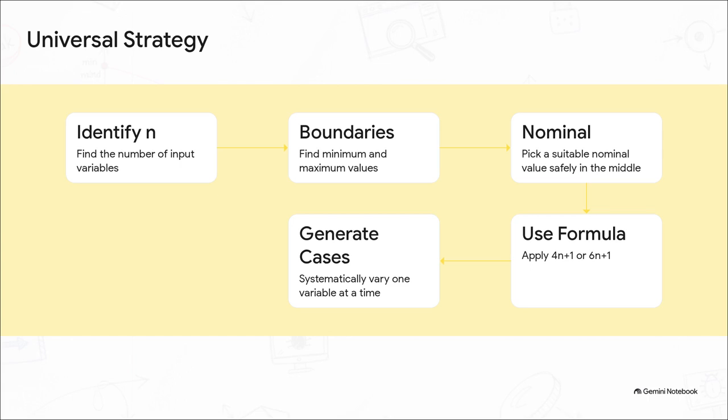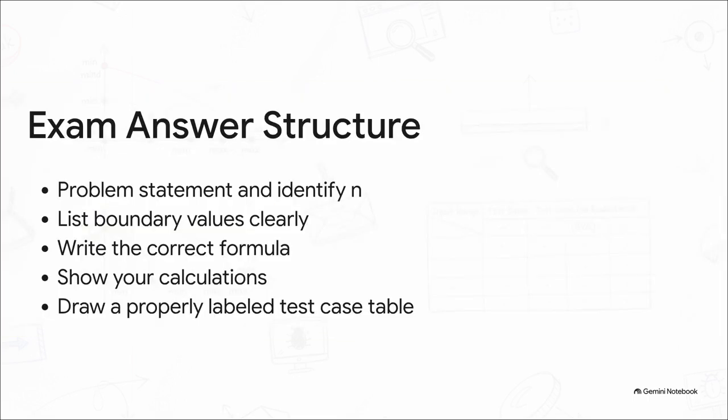Please don't learn this. Just let the logic guide you. If this is a 5 or 10 mark question, presentation is literally everything. Structure your answer clearly, just like you see here. State the problem, clearly list your variables and boundary values, show the actual formula calculation, and then draw a properly labeled table. Your columns absolutely must be test case number, variable A, B, C, expected output, and a short explanation column. Do this, and it makes it practically impossible for the examiner to deduct marks.